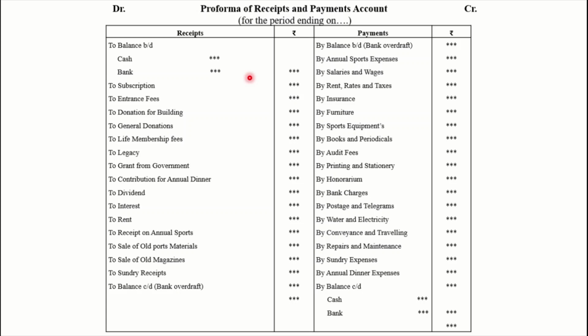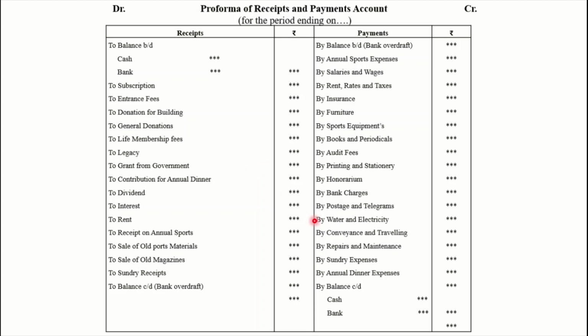If the credit side is more than the debit side, that is, if the payments are more than the receipts, what is the result? The result is a bank overdraft. That difference we record on the receipt side as to balance carried down, bank overdraft. And if receipts are more than the payments, or the debit side is more than the credit side, the result is a positive balance, which we record on the credit side as by balance carried down, cash and bank. This is the actual pro forma of the receipt and payment account.